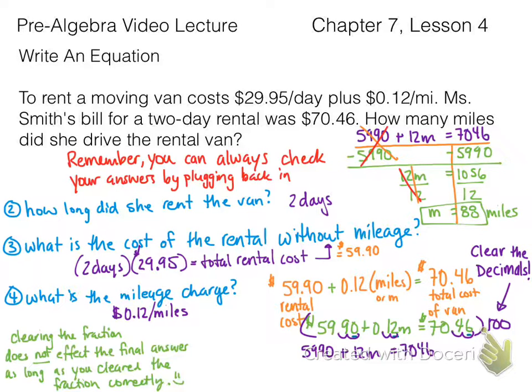Yay, next problem. All right, and then again, clearing fractions and decimals. It's not going to affect your final answer because everything got multiplied. Now, if you don't do clearing of decimals or fractions correctly, then yes, it is going to affect your final answer. But as long as you cleared the decimals and or fractions correctly, it will not affect your answer. 88 is the exact answer. I don't need to divide anything. I don't need to multiply anything. 88 is how many miles she drove.